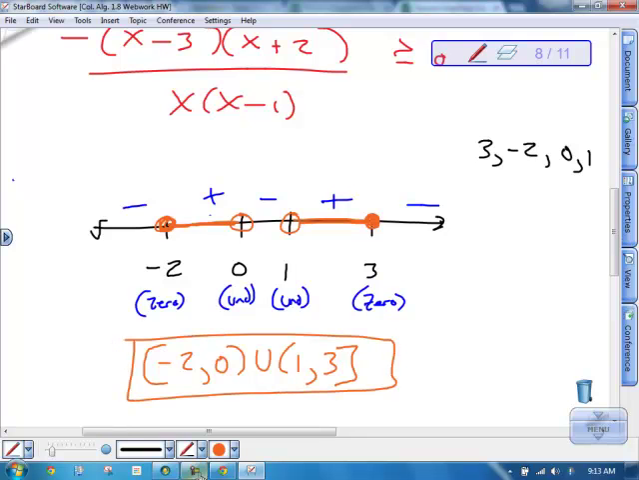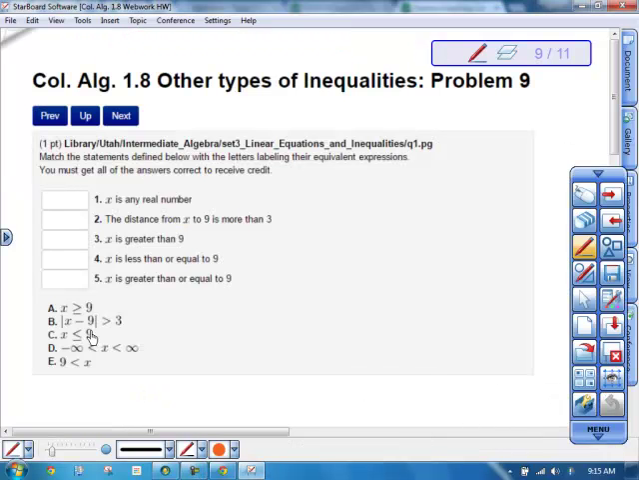So there's our answer. All right, next question is an easier one then. It says to match these with your multiple choice one. So x is any real number. Well, that's D right here. Any real number is negative infinity to positive infinity. Okay. The distance from x to 9 is more than 3. That'd be B. The distance is really just subtract the numbers and make it positive, which is what this is. Subtract the numbers and make an absolute value.